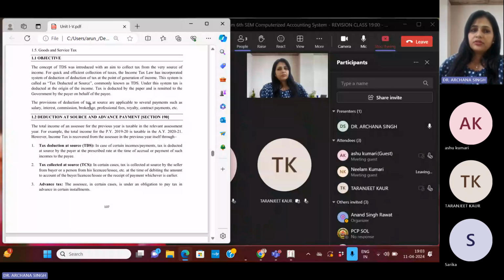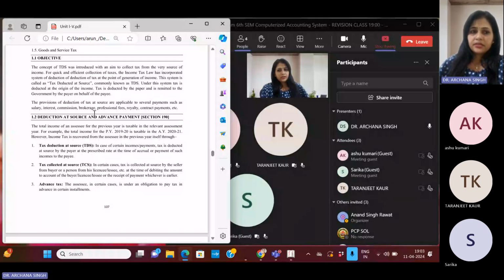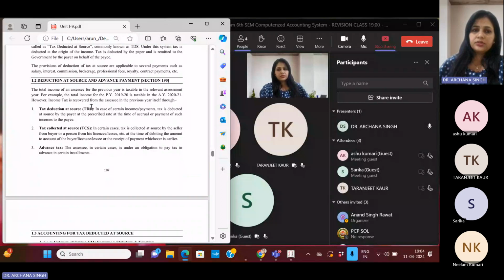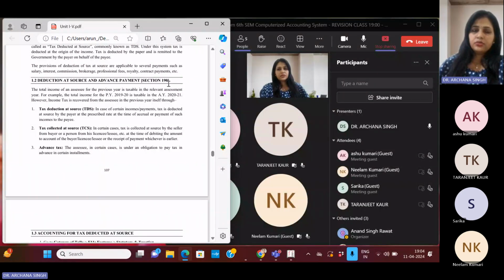If I talk about the provisions regarding tax at source, there are various provisions which are applicable to several payments like salary, interest, commission, brokerage, professional fees, royalty, contract payments, etc. So what is tax deduction and what do these terms mean? First of all, we are going to discuss according to section 190, what is tax deduction at source and its advance payment relation.